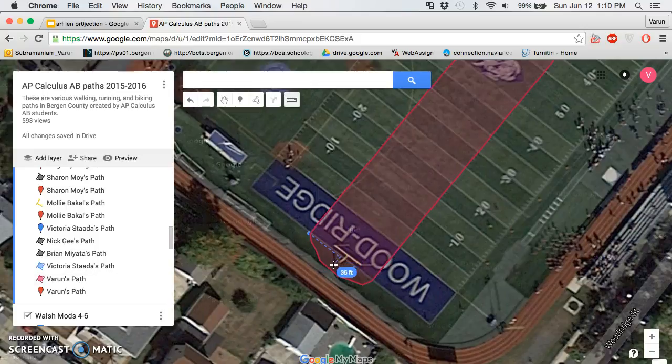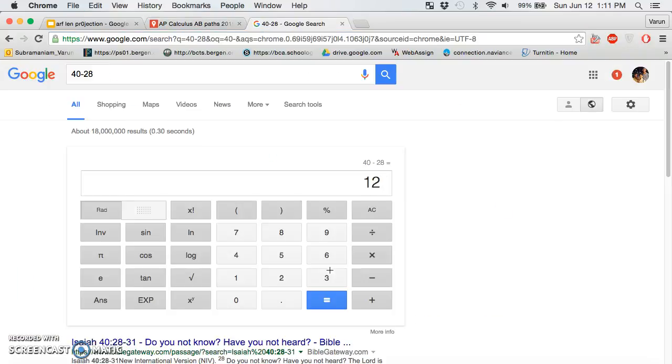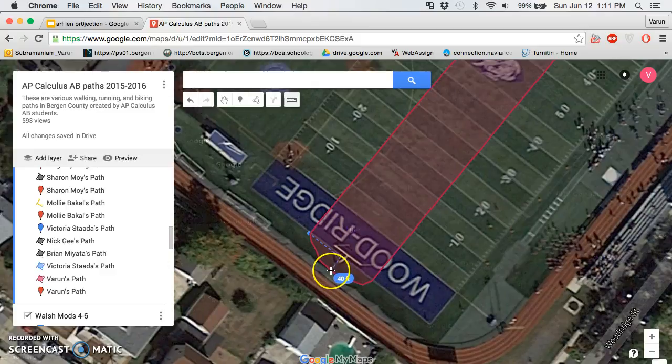And to find our y-coordinate, we're just going to go straight down to this end, and we get 40. Since this measuring tool is additive, 40 is actually not our y-coordinate. Rather, what we have to do is subtract that from our x to get 12. So our vertex point is going to be (28, 12). Right there. Nice.